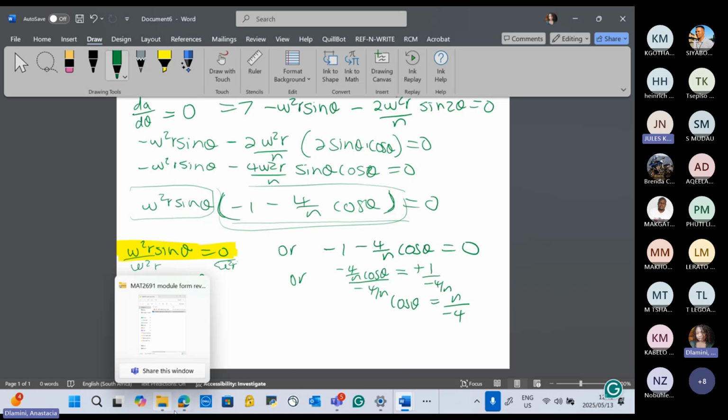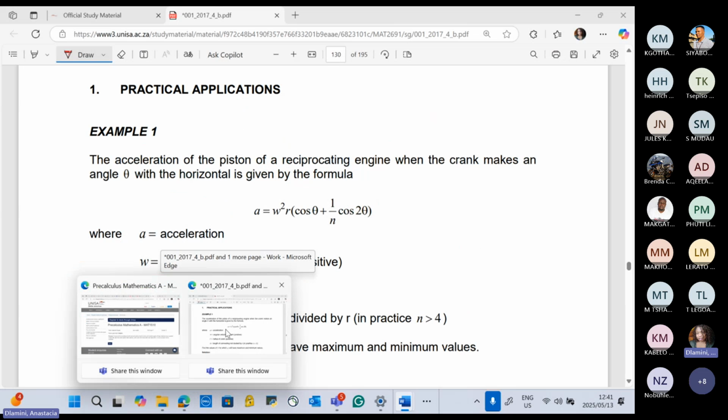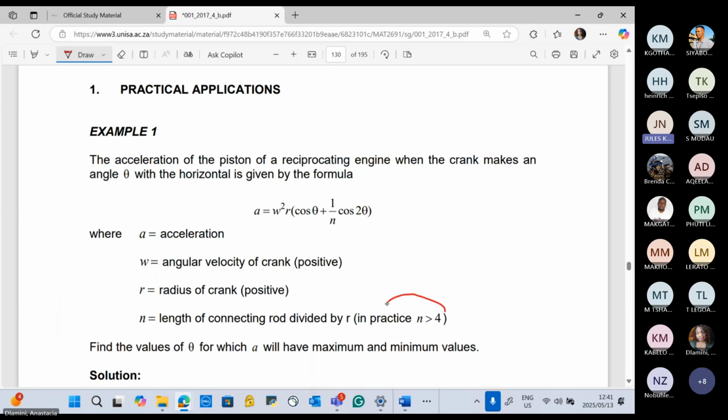Now, there's information that we give. What is the value of n? It is greater than.